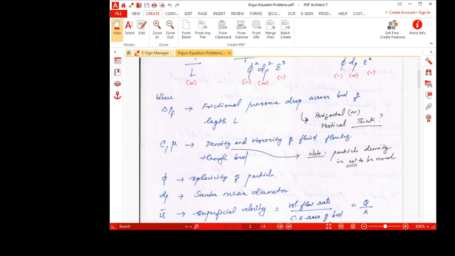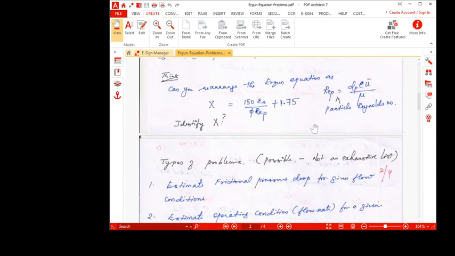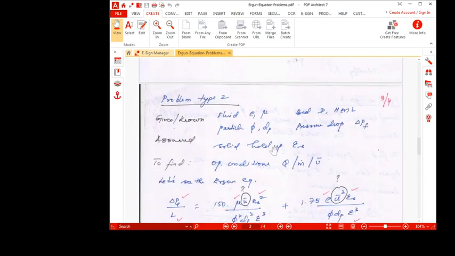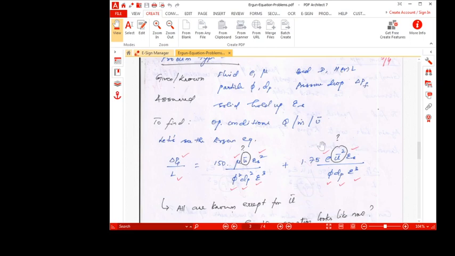So we can go to the second category of problem. In the second category, the fluid properties are there, the bed system is there, particle dimensions and sphericity are given, pressure drop is known, and solid holdup or voidage can be assumed. What is unknown is the operating condition. So again, go back to the Ergun equation. Whichever terms are known, I have put a tick mark in red. The unknown is basically u bar.